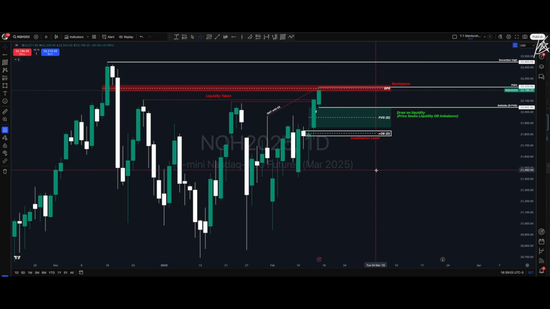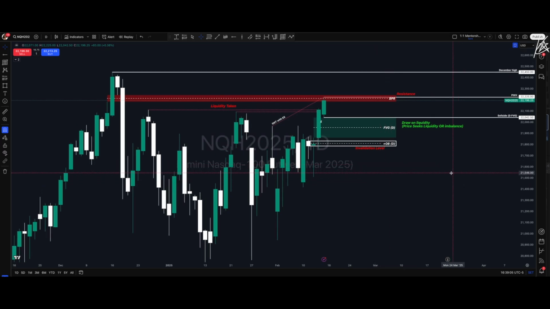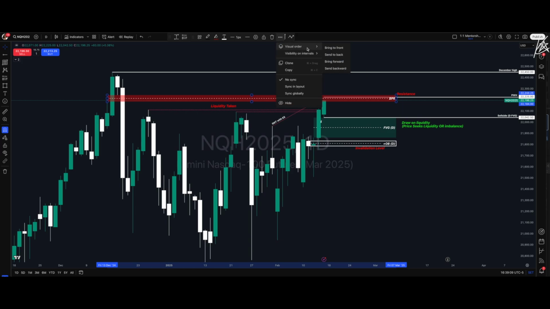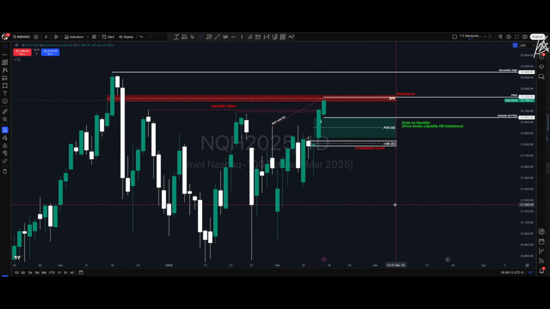But with that being said, I've done some annotations here on the chart that I just want to point out. I'm going to send this to the back just because I am very picky about how my things are presented. But one thing I've noticed on the chart is, again, we've got this balanced price range. We also took liquidity on NQ. We had relative equal highs up here. So we had 1, 2, 3 highs that had not been taken in terms of their liquidity. And this liquidity here was clearly manufactured.